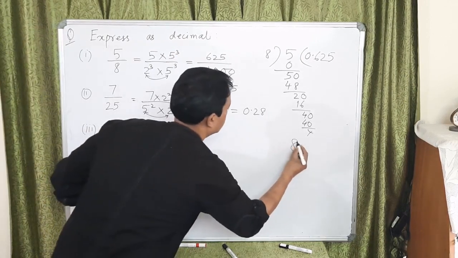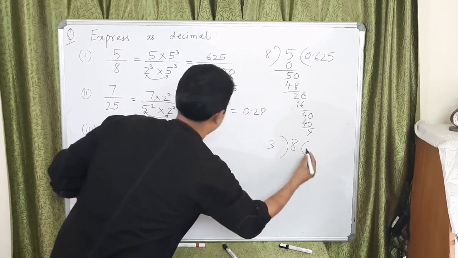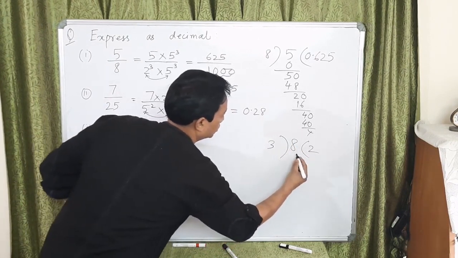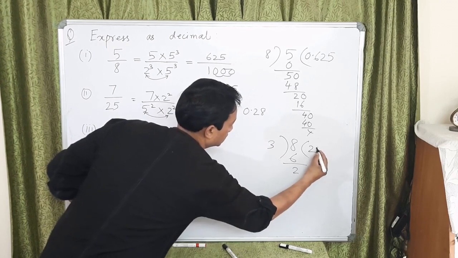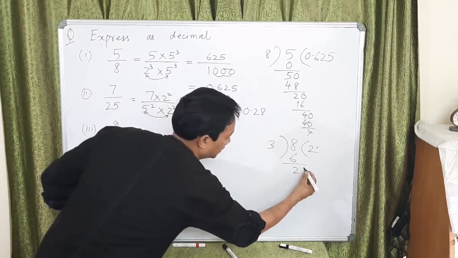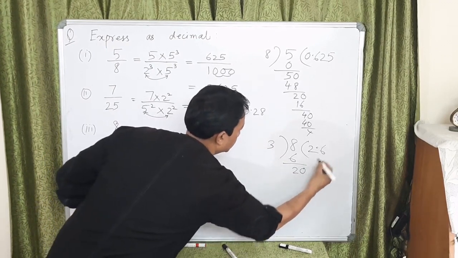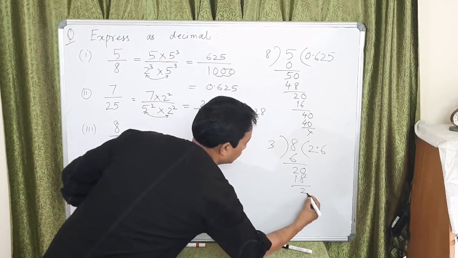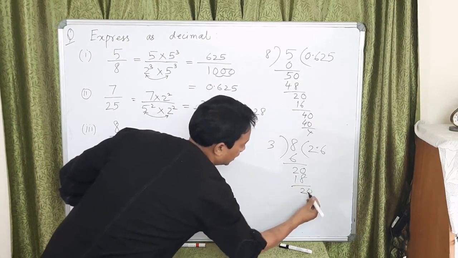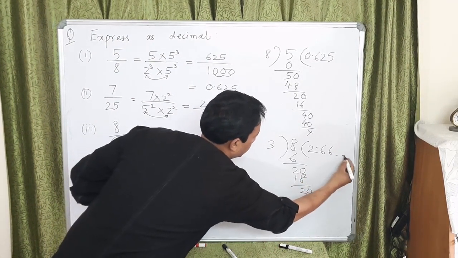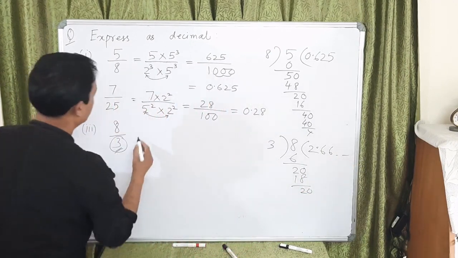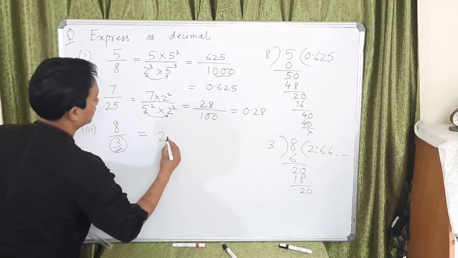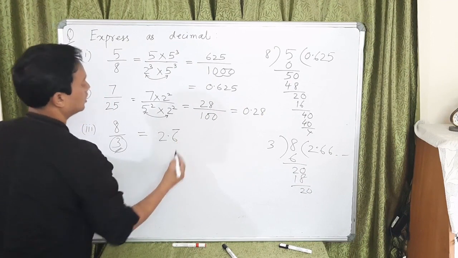So we'll just divide 8 by 3. Here 8 is divided by 3. 3 2s are 6, 2 is the remainder. You put a point, 0 will come. 3 6s are 18, again 2 will come. Again 6 will come. So in this way, this 6 will keep on repeating. So we can just write this as 2.6 bar.